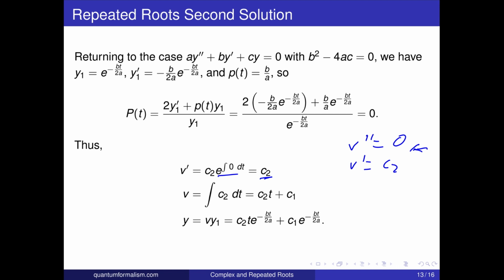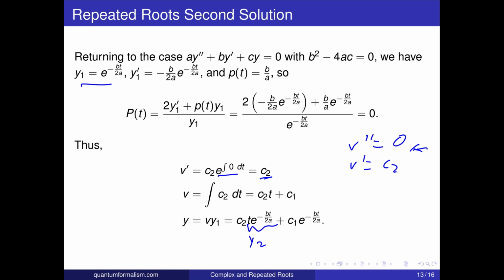Anyway, starting from v prime is equal to c2, we do another integral, we'll get c2 times t plus c1, and now we multiply the whole thing by y1, which was this exponential function. So we end up with c2t times e to the minus bt over 2a plus c1e to the minus bt over 2a. All right, so this t times the exponential function is our second solution.